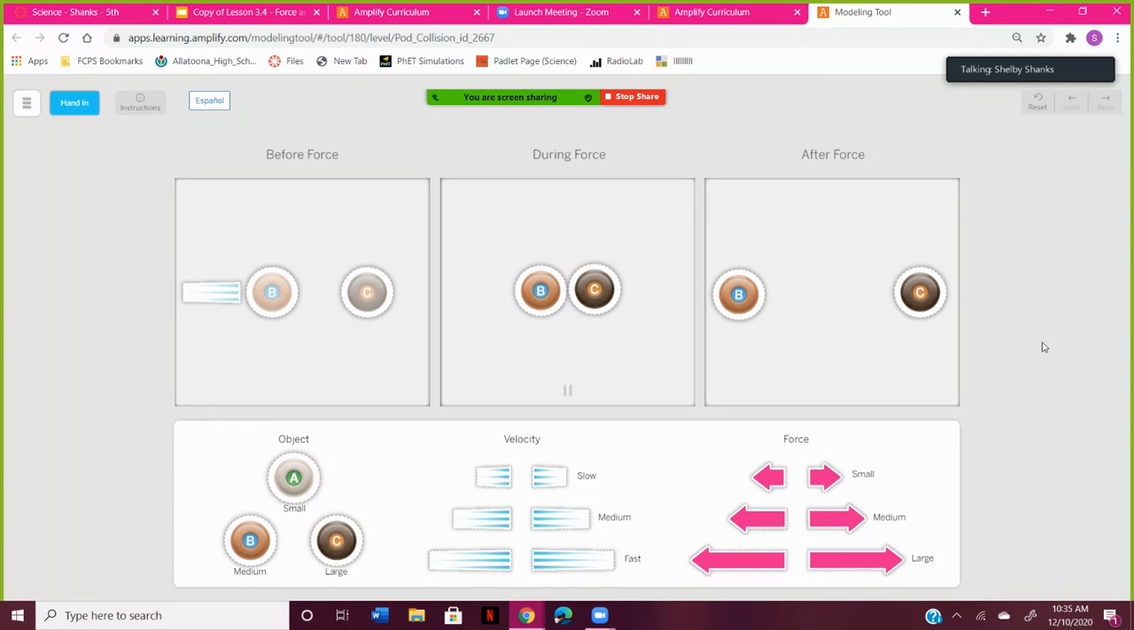If you want to look at mine right here and drag the objects to where they need to be, you can do that and just look at my page, but you need to drag the velocity and the force to where they need to be. And when you get done, click this blue hand in button up here at the top left.